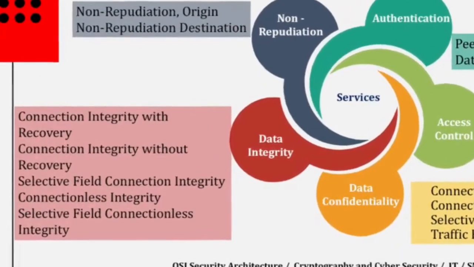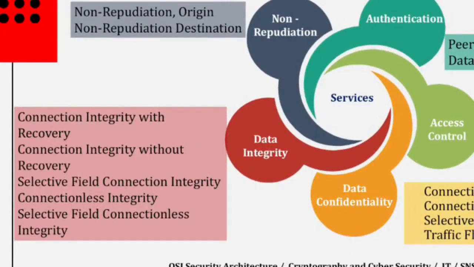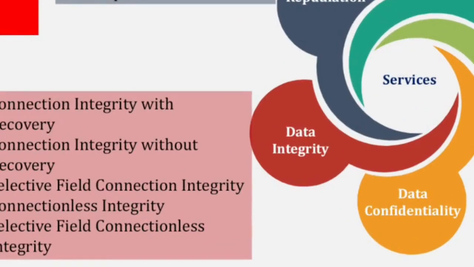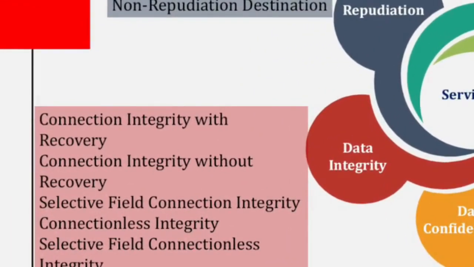And next one is data integrity. We have to provide the assurance for data integrity. Data integrity means that the data sent from source to destination should reach the destination without any modification. So we have to provide the security service called data integrity while transferring the data from source to destination. Here we have connection integrity with recovery, connection integrity without recovery, selective field connection integrity, connectionless integrity, and selective field connectionless integrity.